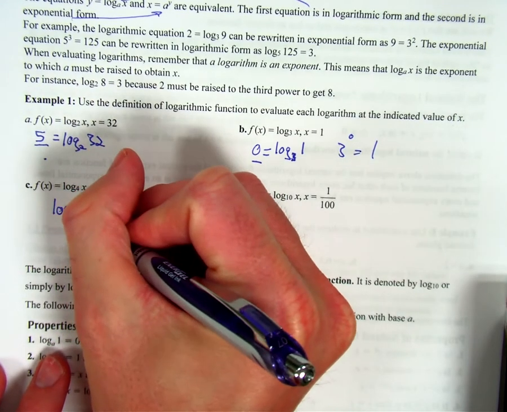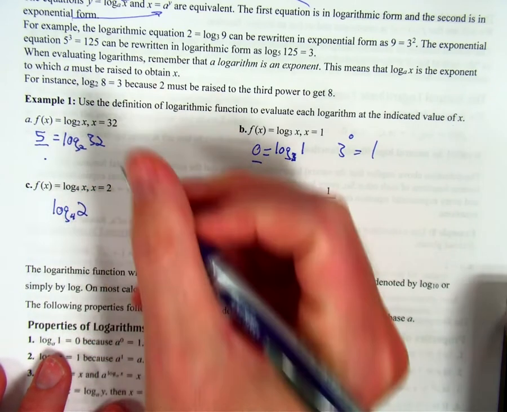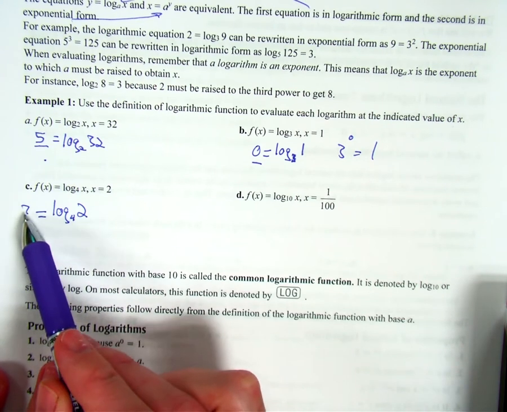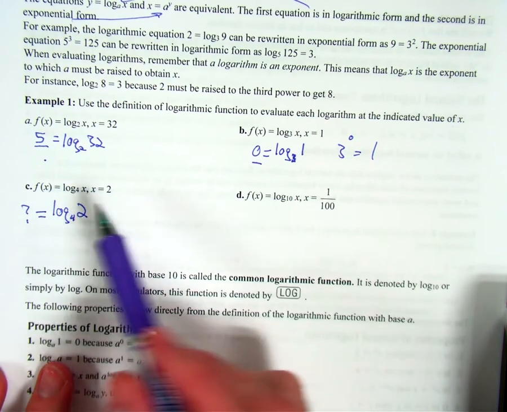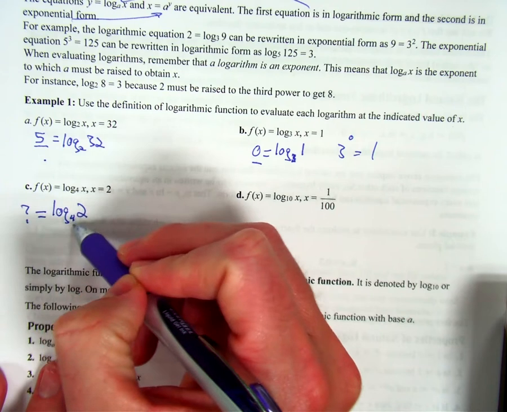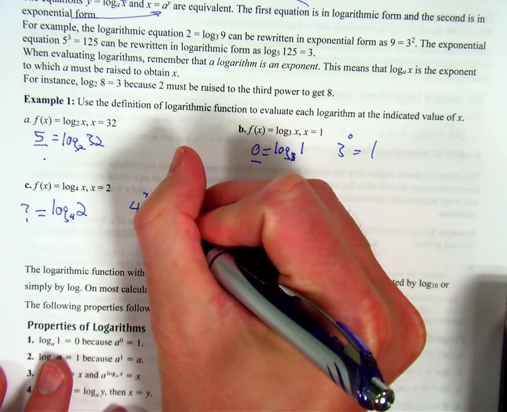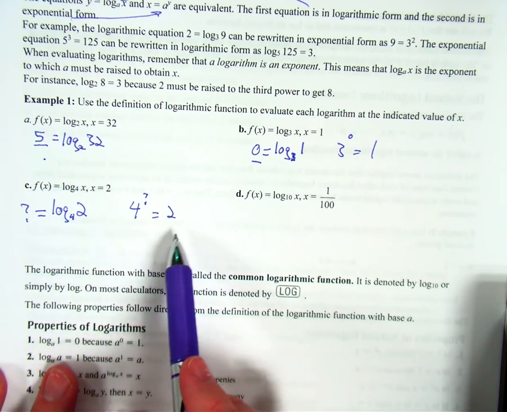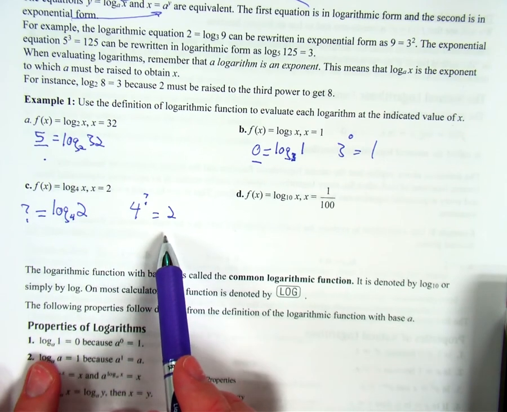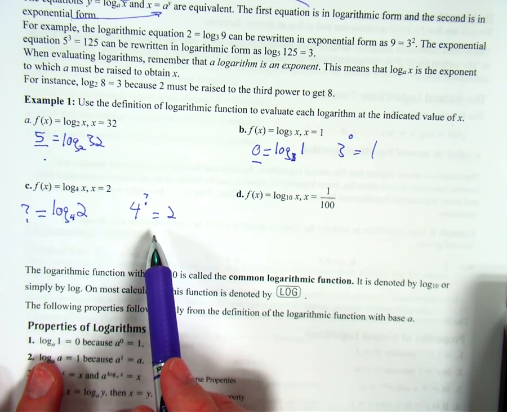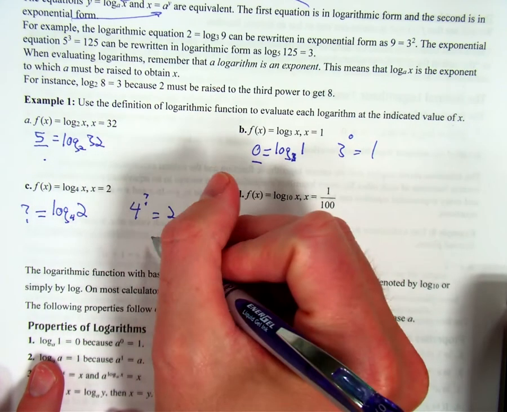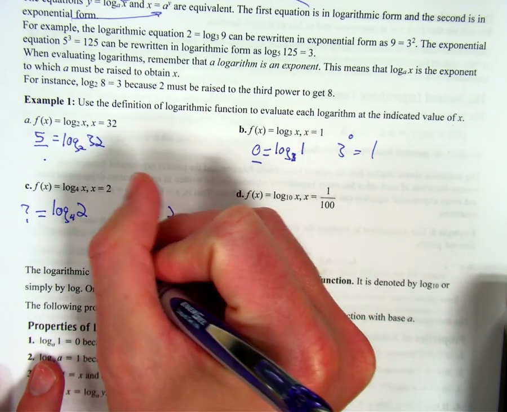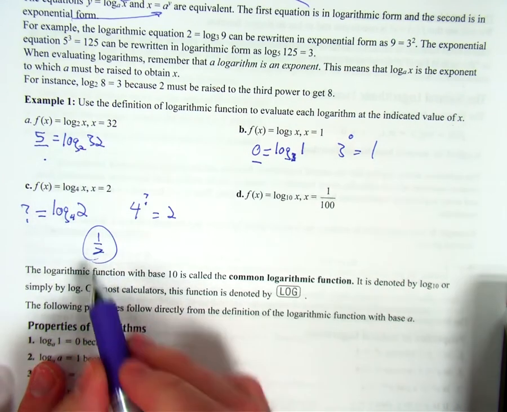Log base 4 of 2. So what is the power of 4 that gets me to 2? 4 to what power equals 2? Well, the square root of 4 would get me down to 2. How do you write the square root as an exponent fraction? The square root would be the half power.